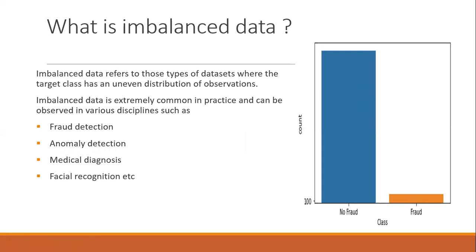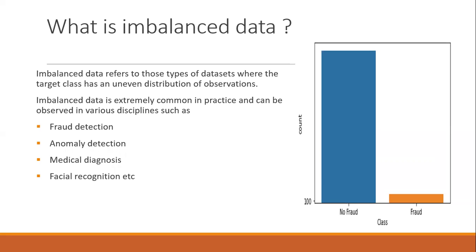Imbalanced data refers to those types of data sets where the target class has an uneven distribution of observation. We can see such practices very often in various disciplines like fraud detection. Let's take an example of insurance claim fraud. Here, the number of cases with fraud would most likely be far lower than the number of non-fraud cases. This causes our data to be imbalanced. Other areas where we commonly see imbalanced data are anomaly detection, medical diagnosis, facial recognition, etc.